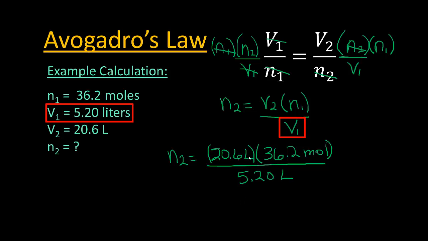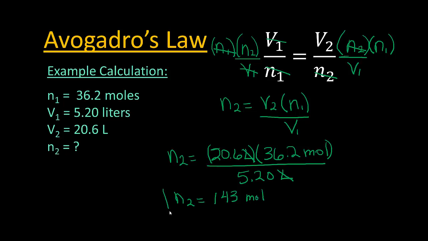Now let's cancel our units. We have a liter on top and a liter on bottom, so they go away, and we're left with moles, which is what we want to be left with. So N2 is equal to 20.6 times 36.2 divided by 5.2, and that equals 143 moles.